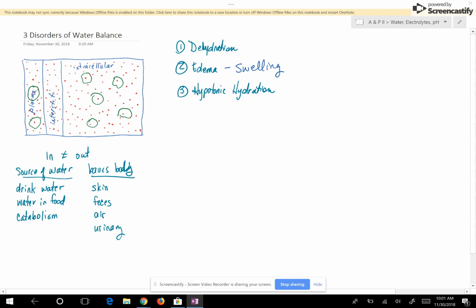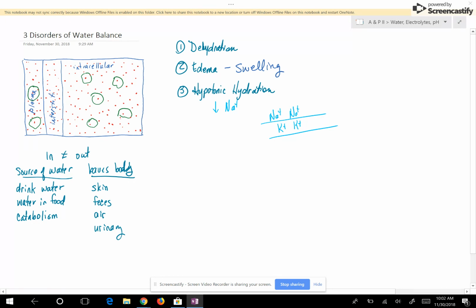We want to look at hypotonic hydration, the third disorder of water balance. In hypotonic hydration, this is usually going to result in decreased sodium. Sodium is going to be on the outside of the cell. If you remember, anytime we look at an action potential, we always draw sodium on the outside, potassium on the inside. So your extracellular fluids are going to have mainly sodium in them, while your intracellular fluid is going to have high levels of potassium.